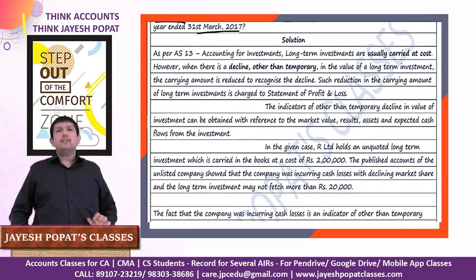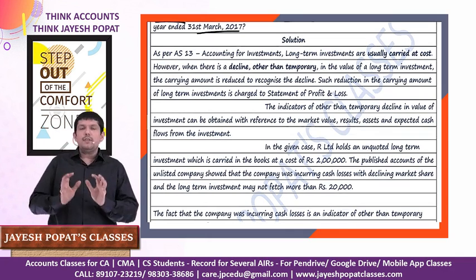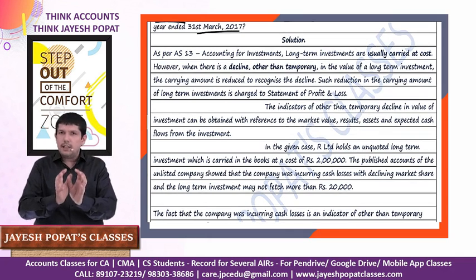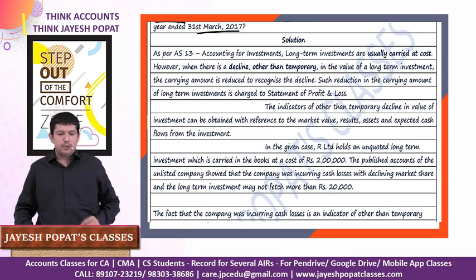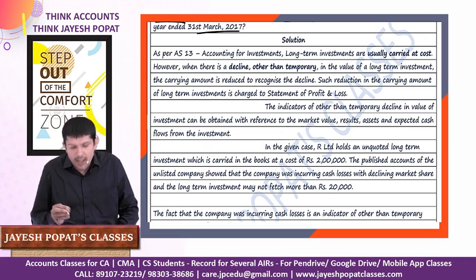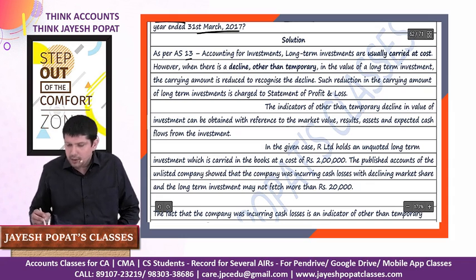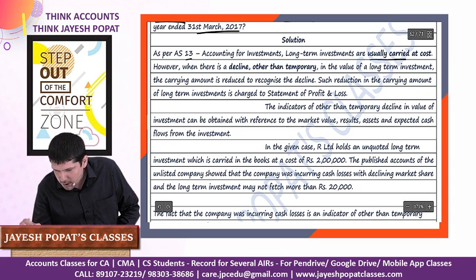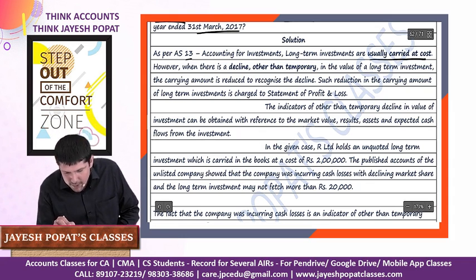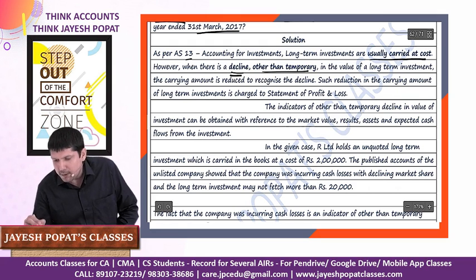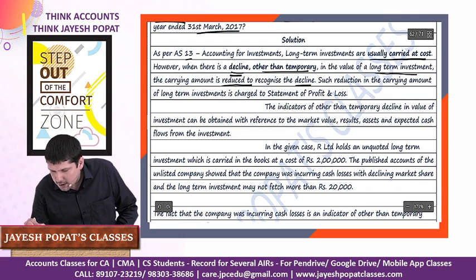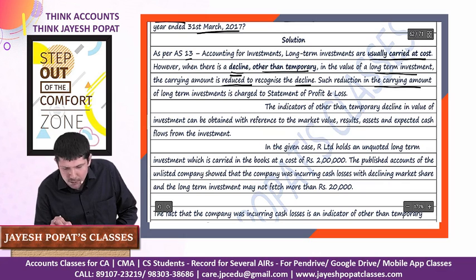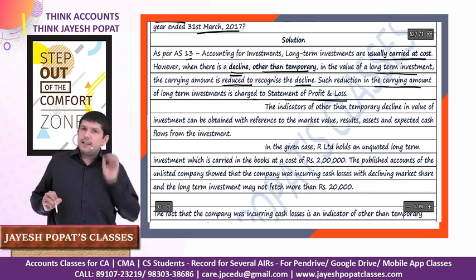So whenever we write an answer for accounting standard, first we'll quote the relevant paras from the accounting standard, then we'll say our analysis of the case, and finally the conclusion paragraph, right? So I'll read it for you. As per accounting standard 13, long-term investments are usually carried at cost. However, where there is a decline other than temporary in the value of the long-term investment, the carrying amount is reduced to recognize the decline. Such reduction in carrying amount is charged to the statement of profit and loss.